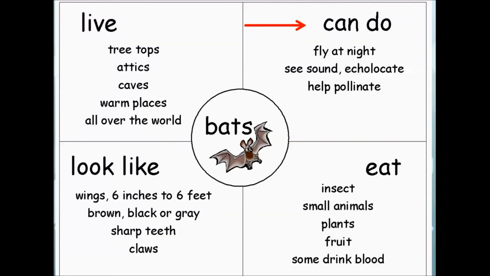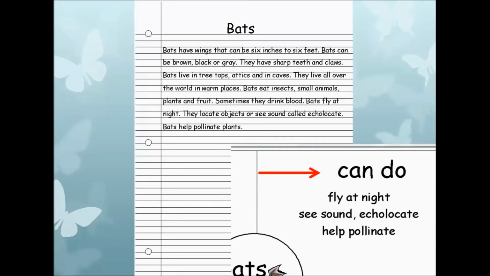Now I'm going to write about what bats can do. I researched and found out that they fly at night. They can see sound, which is called echolocate, and that they help pollinate different kinds of plants. So let me put that in a sentence form on my paper. So the section for what bats can do, I wrote, bats fly at night. They locate objects or see sound called echolocate. Bats help pollinate plants.